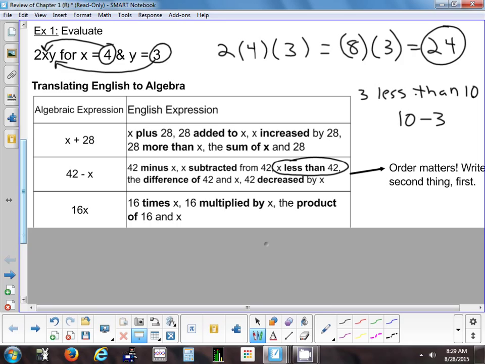42 minus x. That would be the way you see it. The difference of 42 and x, you wouldn't have to do anything. 42 decreased by x. X subtracted from 42. Those two I circled, that would also be backwards.